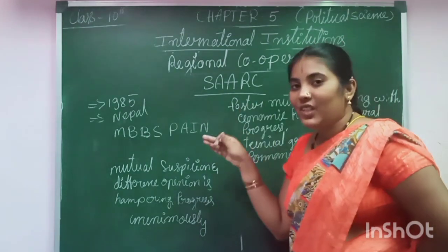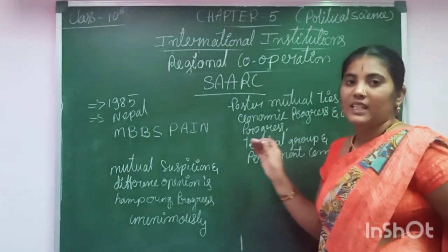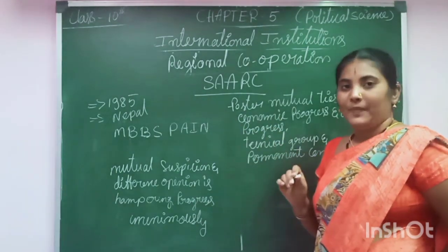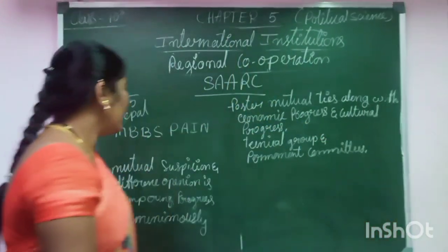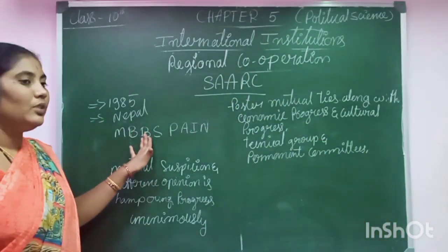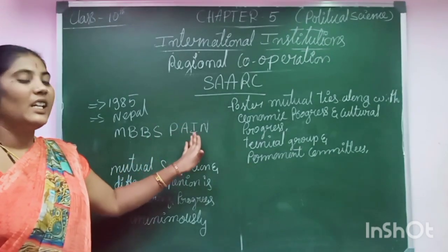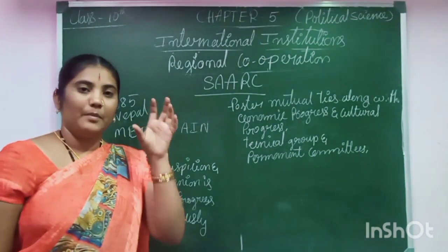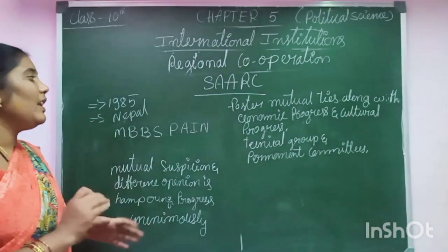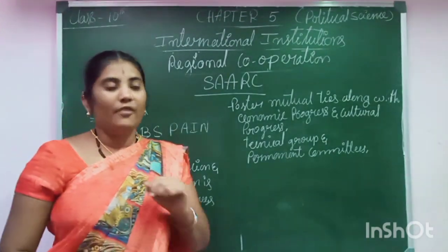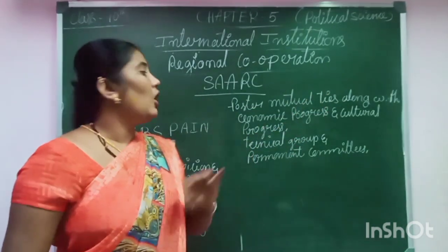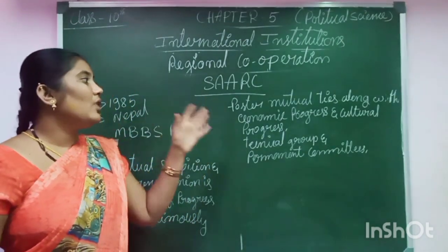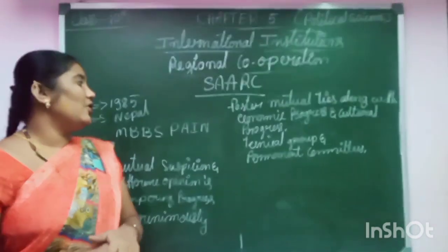So these are all the countries that get the membership of SAARC. 8 countries are there in SAARC. How can we remember this? By this MBBS Pen: Maldives, Bangladesh, Bhutan, Sri Lanka, Pakistan, Afghanistan, India and Nepal. Understand? The main aim of SAARC is to foster mutual ties along with economic progress and cultural progress.